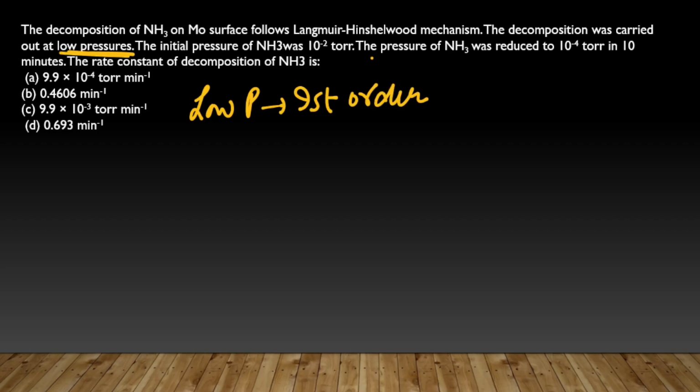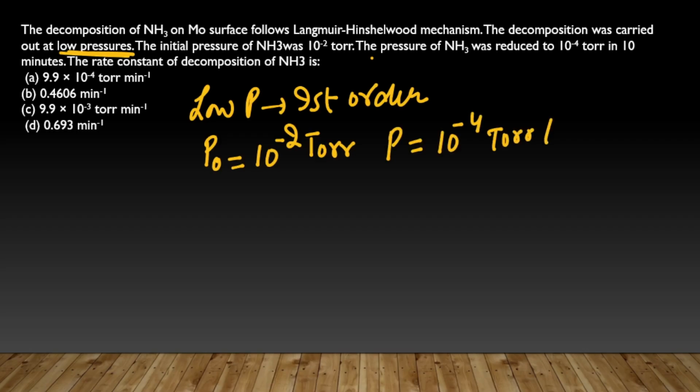So that means according to the first order we have that P naught, that is the initial pressure, is given to us as 10 raised to the power of minus 2 torr, and the final pressure is 10 raised to the power of minus 4 torr. The time is given to us as 10 minutes. Now for the first order kinetics we know that P is equal to P naught times e raised to the power of minus kt.